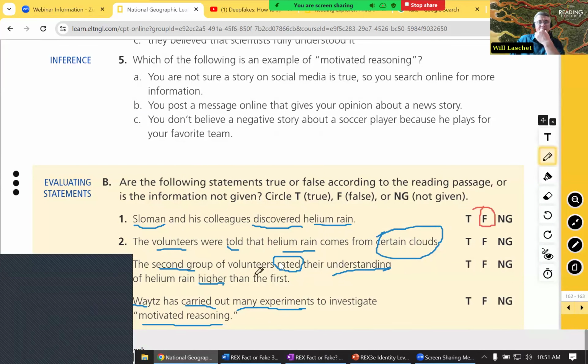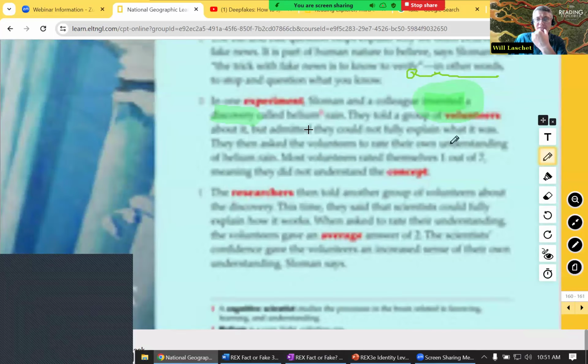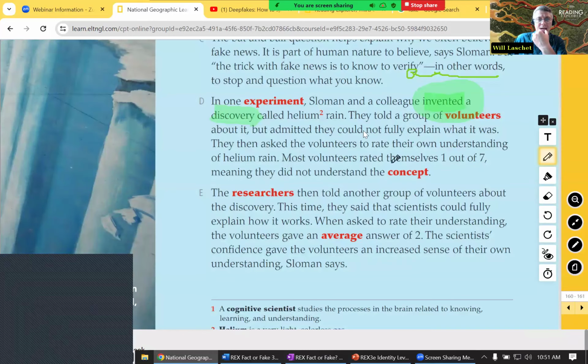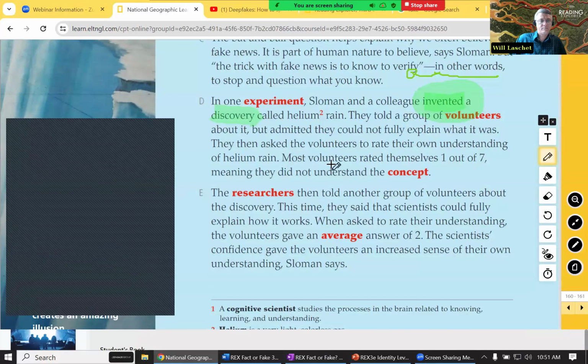Number 2, the volunteers were told that helium rain comes from certain clouds. So let's go and find the helium rain again. Now in here, can you see any mention of clouds? Anything to do with clouds? Nothing to do with clouds. Now, does it tell us that they weren't told that? It doesn't tell us that they weren't told that, but it doesn't tell us that it was told that, right?